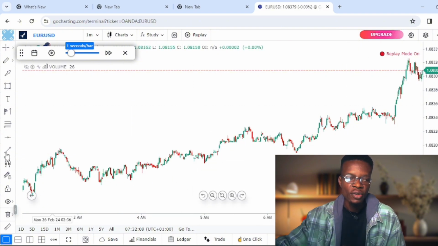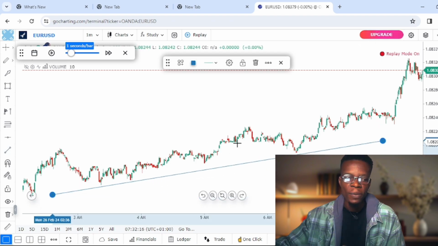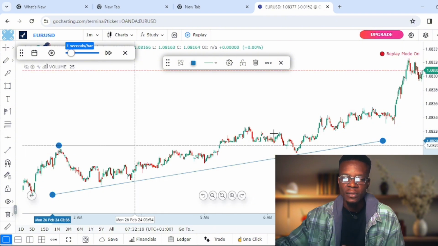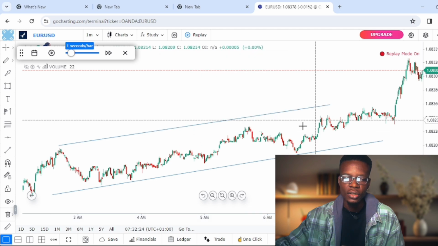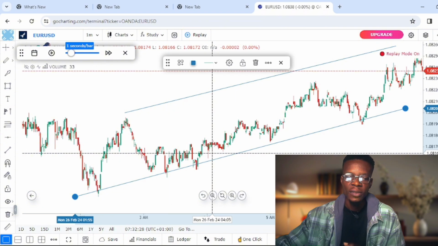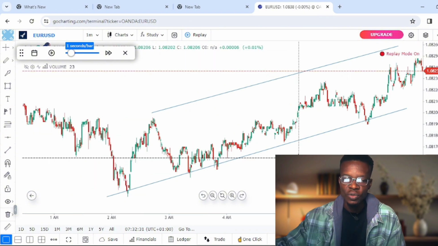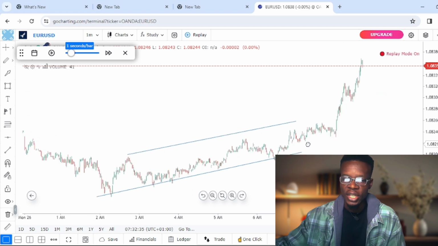So let me draw some levels to be able to confirm that. You can see that on this level, the price is trending upward. And again, we also have a channel like this. So this is a sign that the price is trending in favor of the buyers, because we now have the price moving in between this very channel.